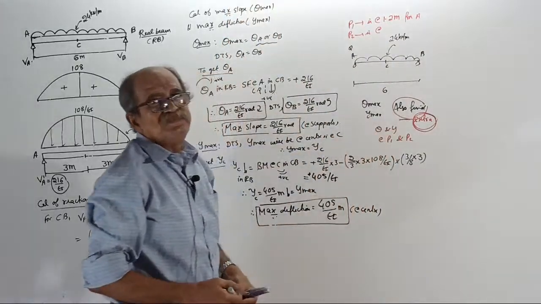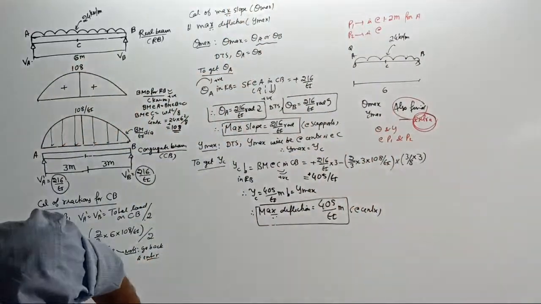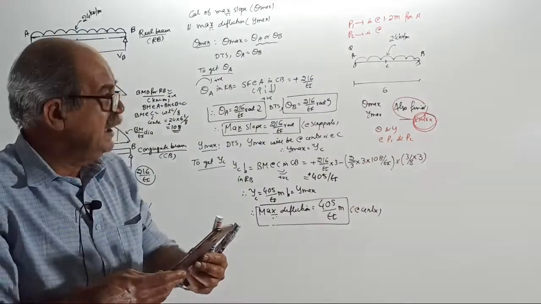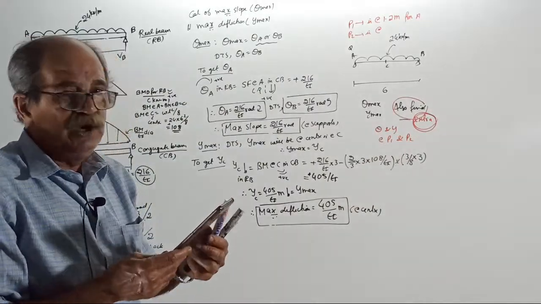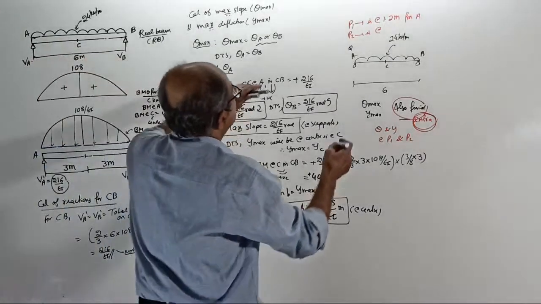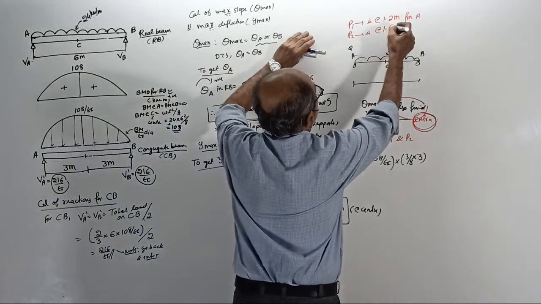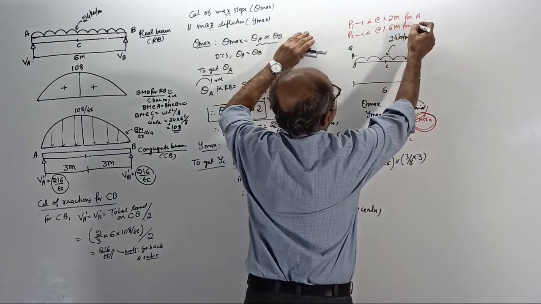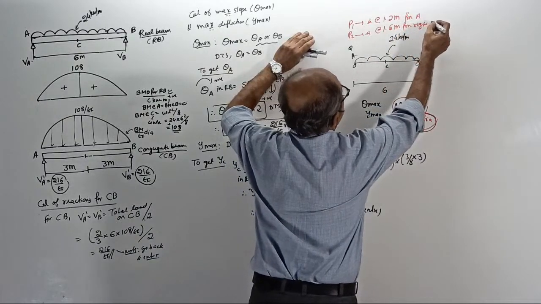Tell me, where is P2? Okay, P1 is at 1.2 from left end. Where is P2? 1.6 meter from right end. Okay, that's all. 1.6 meter from right end. Okay, now right end, that is B.